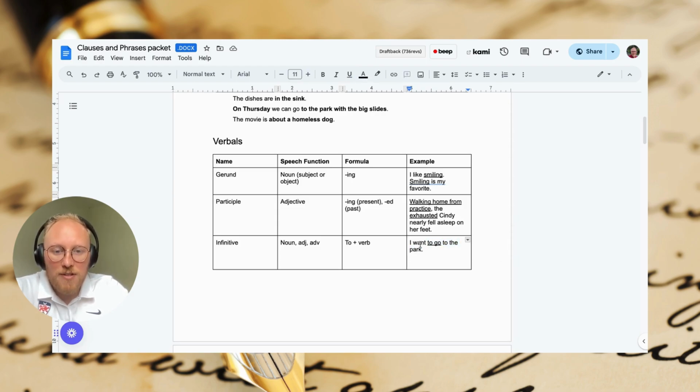But the verb of the sentence is actually want. I want what? To go to the park. So this infinitive phrase is functioning as a noun, as a direct object in the sentence. Okay, so those are your phrases. That's a lot to throw at you there. And I'm going to come back to clauses here in just a moment.